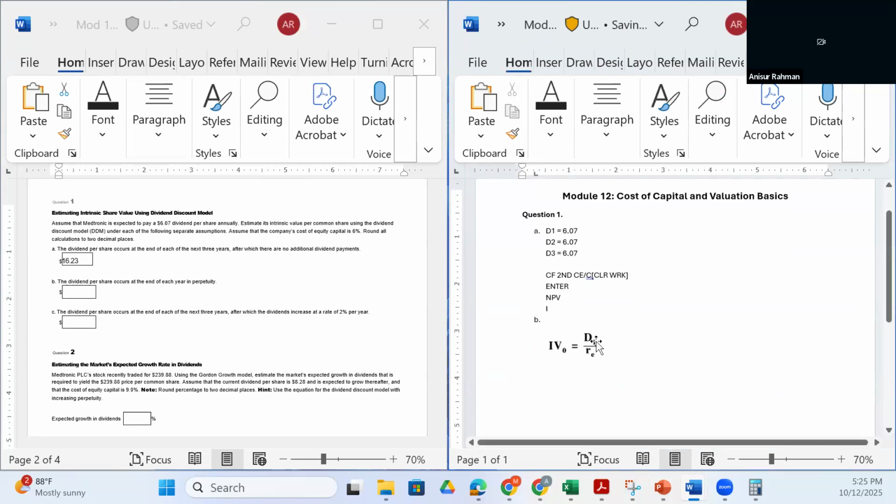Right? So your D1 is the dividend at the end of the first year. RE means cost of equity. And then your IV0 means intrinsic value at the end of year 0, which basically means today.